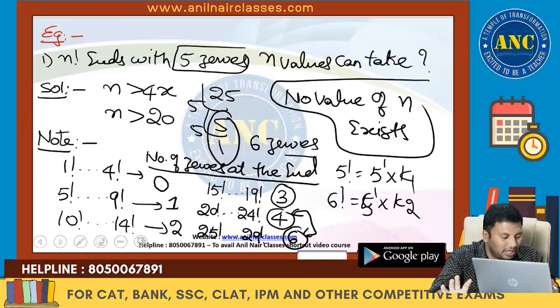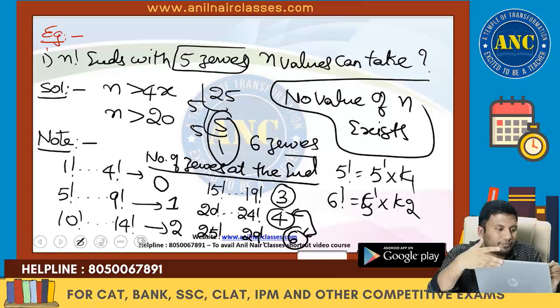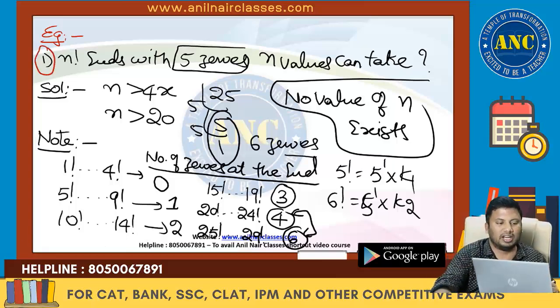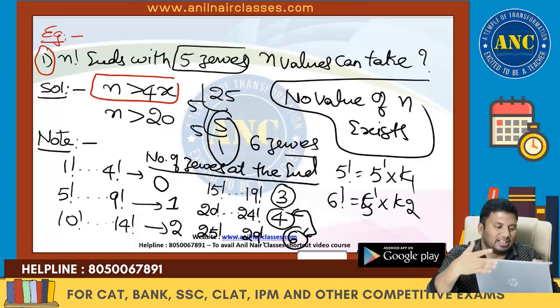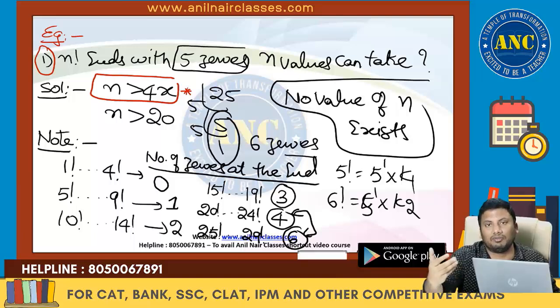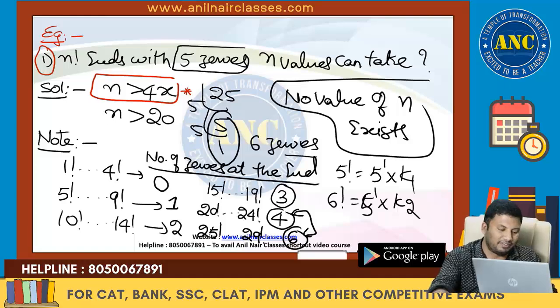I hope the foundation question is clear to you. N factorial ends with 5 zeros, n is greater than 4x, so n is greater than 20. Why are we taking the next multiple of 5 after we got the condition? Because only a power of 5 will give you the number of zeros at the end. 3, 4, next is 6. 5 is out.